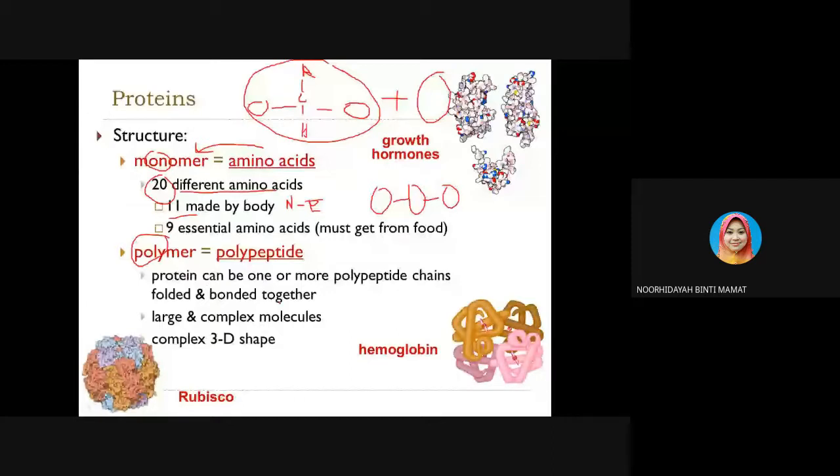Later on we will study the structure. We have 4 levels of structure in protein. The polypeptides are large and complex molecules, and they have complex 3D shapes. Here we have an example of a complex 3D shape, Rubisco. Rubisco is an enzyme protein. And a protein can be one or more polypeptide chains, folded and bonded together. For example, we have hemoglobin. One color is one polypeptide. So in hemoglobin, 4 polypeptides are folded and bonded together to make the hemoglobin protein.